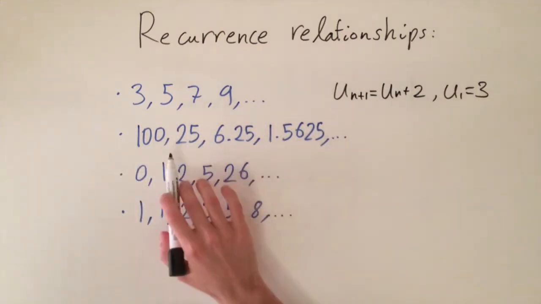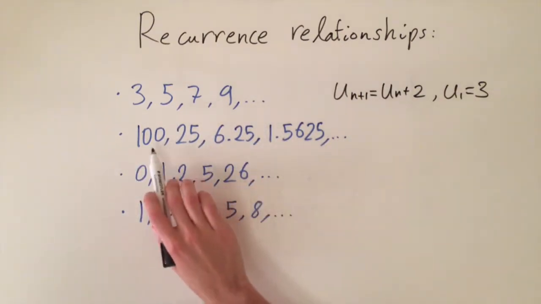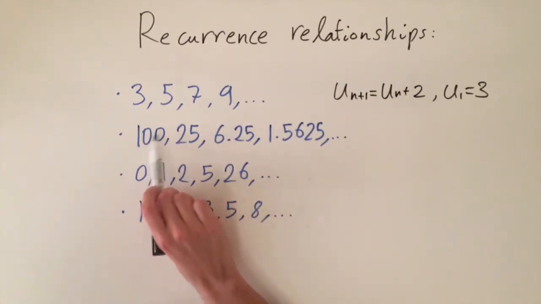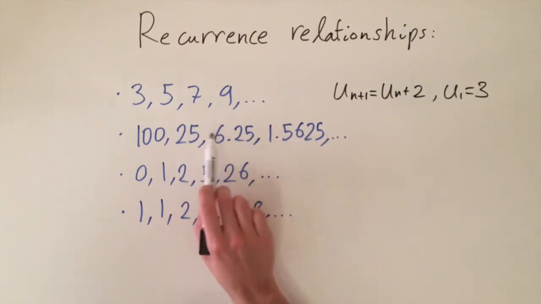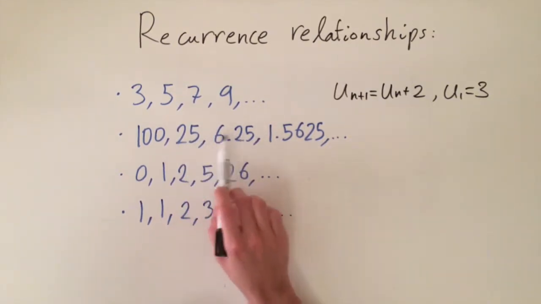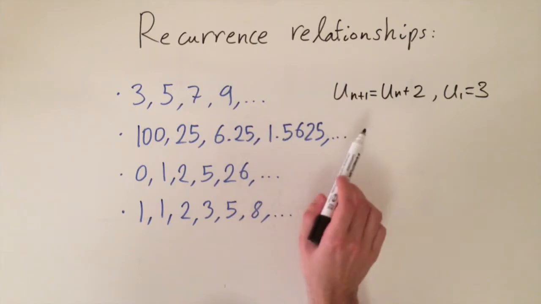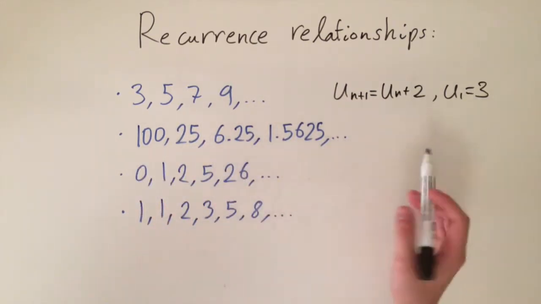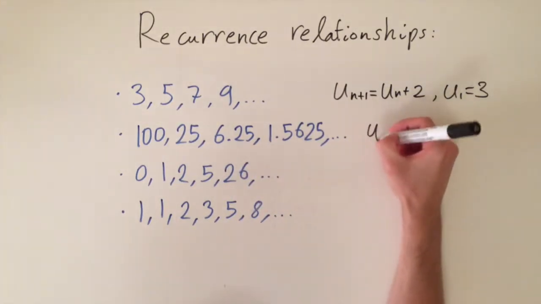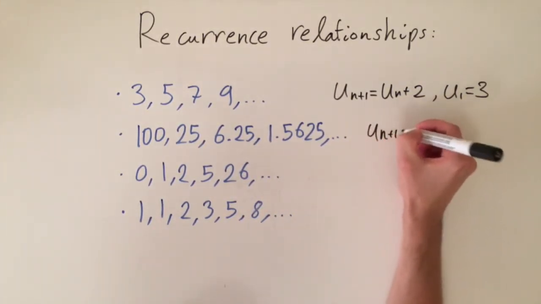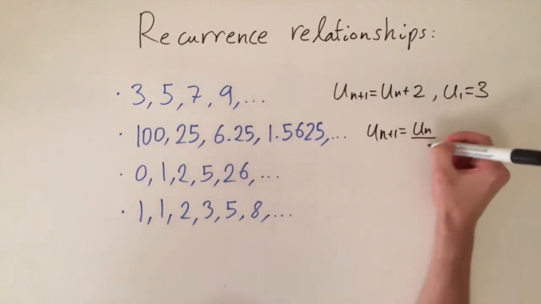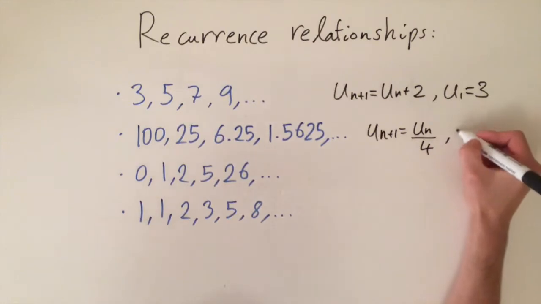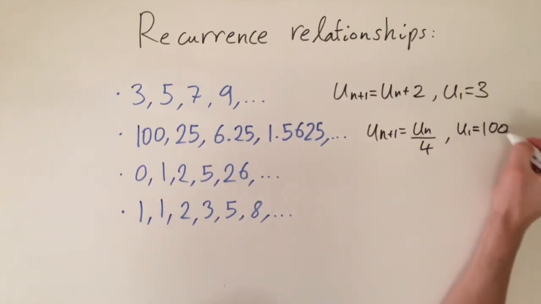Now for this sequence, the terms are getting smaller every time, but in fact they're getting smaller by an exact ratio. We've got 125, so we're dividing by 4 here, then 25 to 6.25, we're also dividing by 4 here, and to the next term we're dividing by 4. So the pattern is we're dividing by 4 for every new term. The recurrence relationship is u_{n+1} = u_n / 4. It's as simple as that. And we also need the first term, so u_1 = 100.